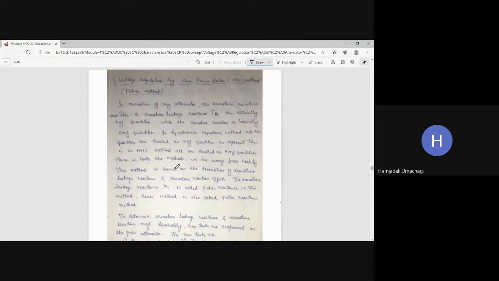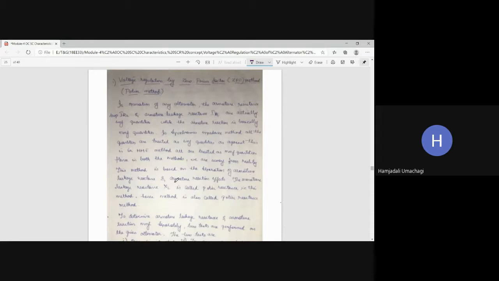This method is based on the separation of armature leakage reactance, that is Ia into XL, and armature reaction effect, that is Ia into Xar, because XL and Xar together make up Xs. So we are splitting up Xs into its two components, XL and Xar. We are separating them in the ZPF method.